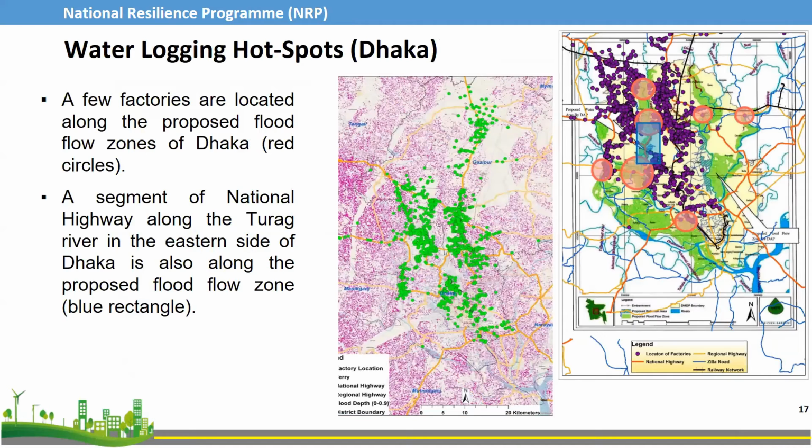And if you look at the waterlogging, the red circles identify the areas where we will have severe waterlogging problems, and we can see several RMG factories are located in this area. This blue box is identifying a part of our national highway in the Tongi area that is also susceptible to waterlogging. Actually, my university is near this area, and during my commute to my office I regularly see these problems, especially during the rainy season.